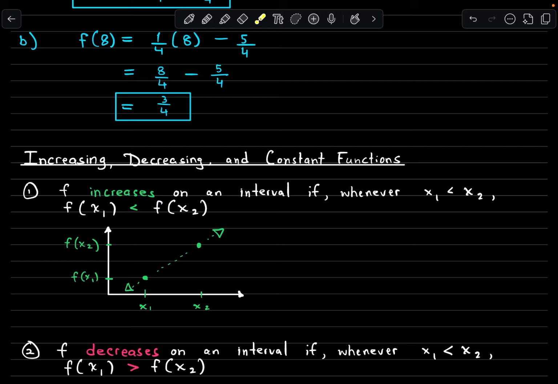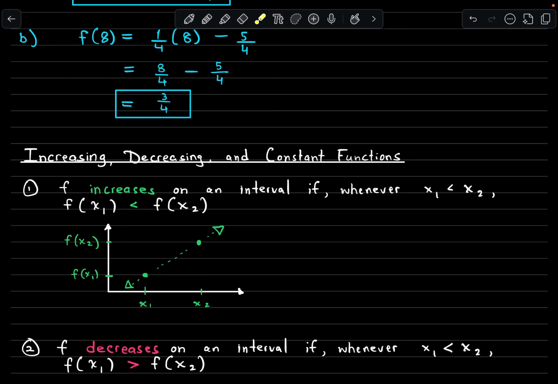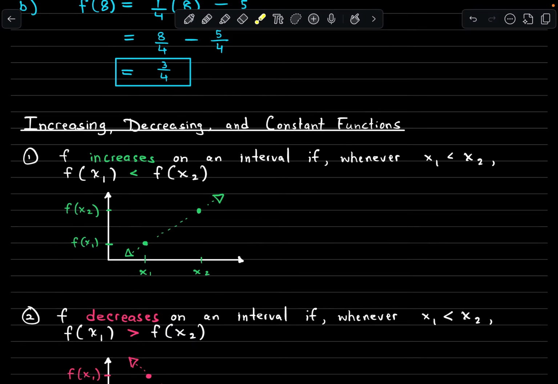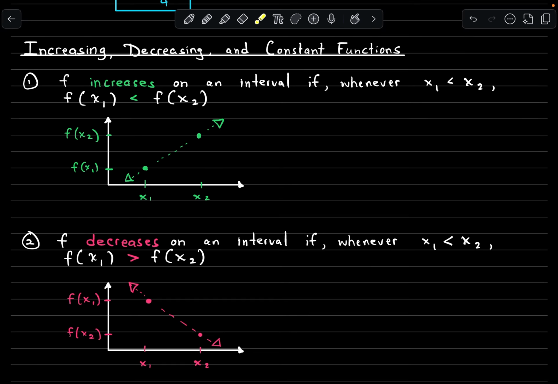F is decreasing on an interval if whenever x1 is again less than x2, so we're going from left to right, this time the f of x1 value is greater than the f of x2 value. So the y value that goes with x1 is greater than the y value that goes with x2. So as you move from left to right, your function is going down. It's decreasing.